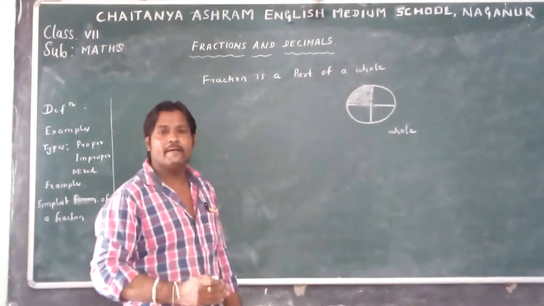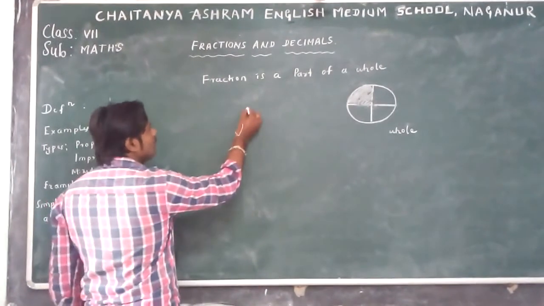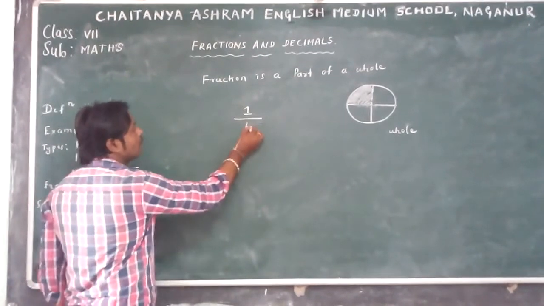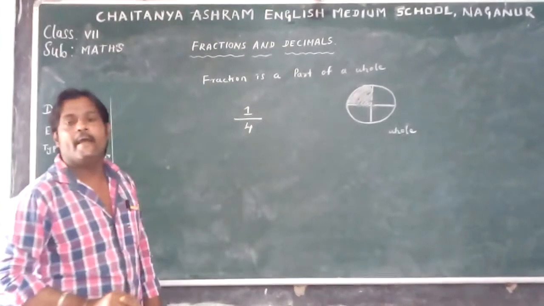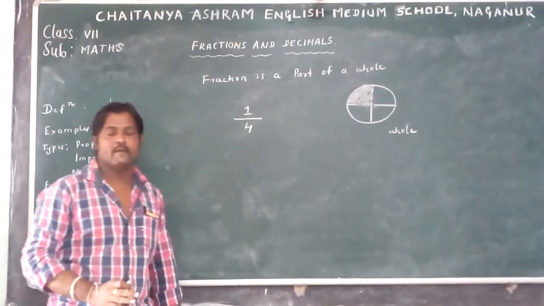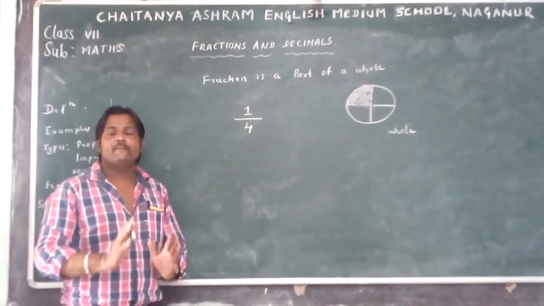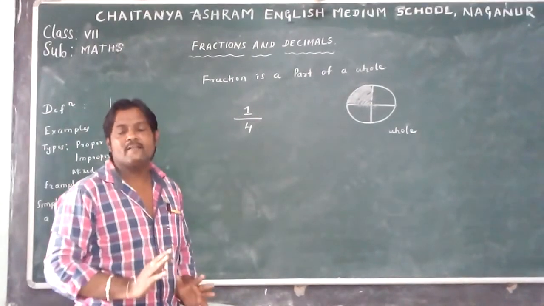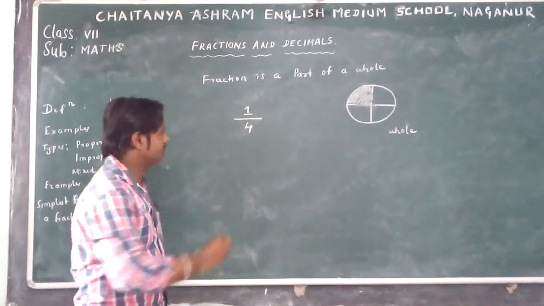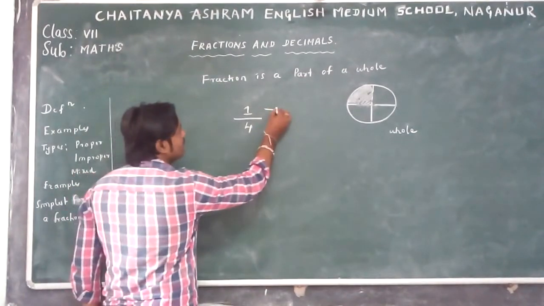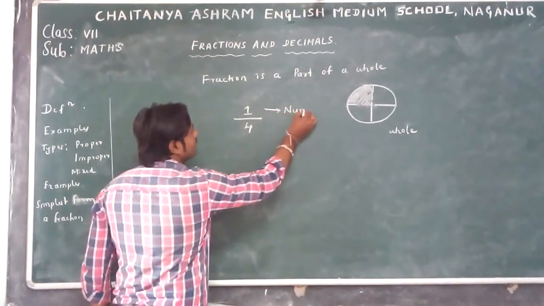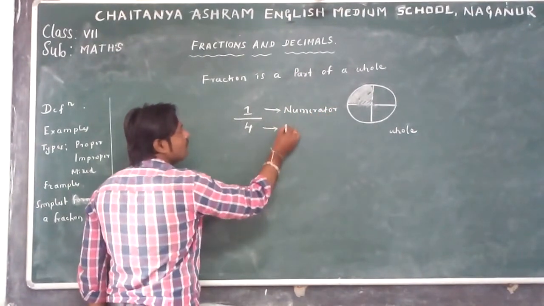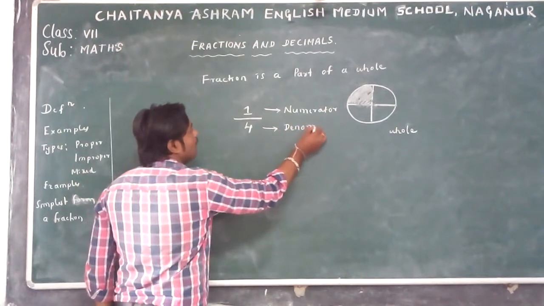This one we write as 1 divided by 4. This is an example of a fraction. Fraction means it is a part of a whole, and a fraction has 2 parts. One is the numerator. This 4 is called the denominator.